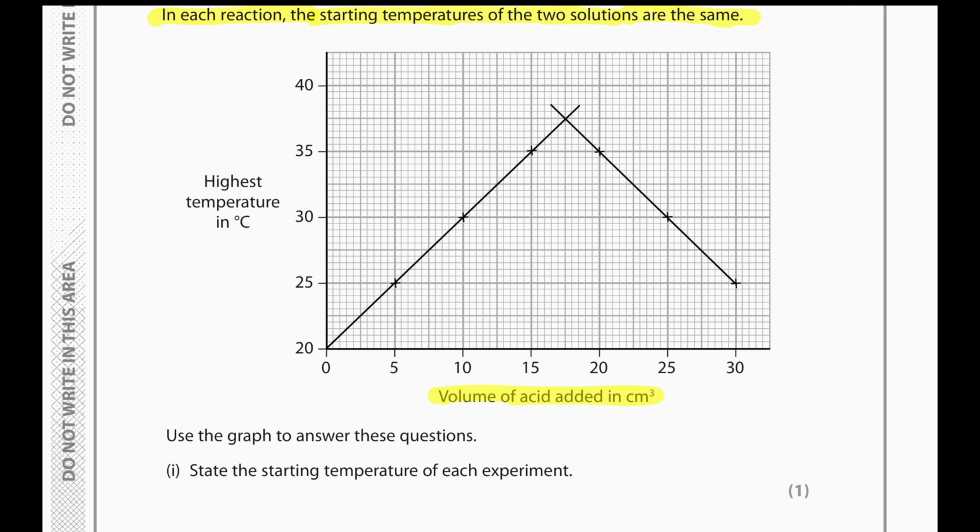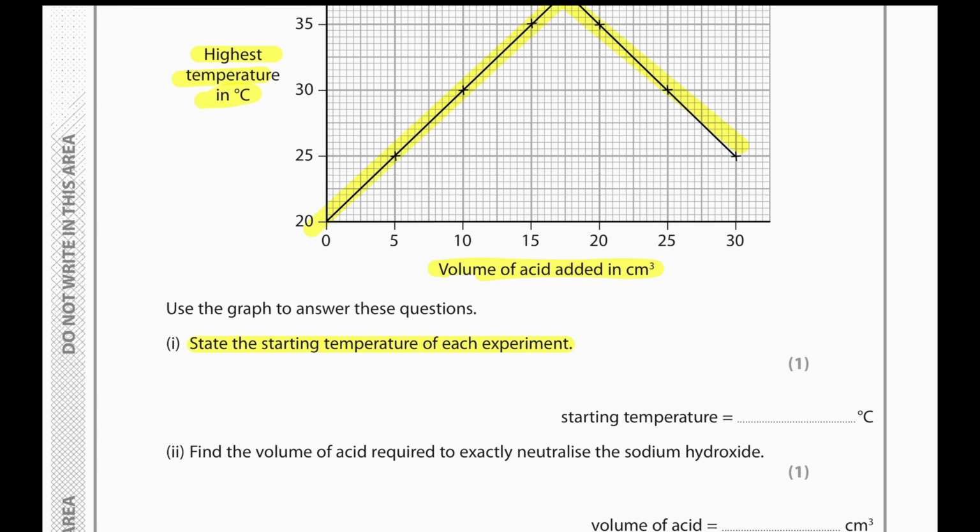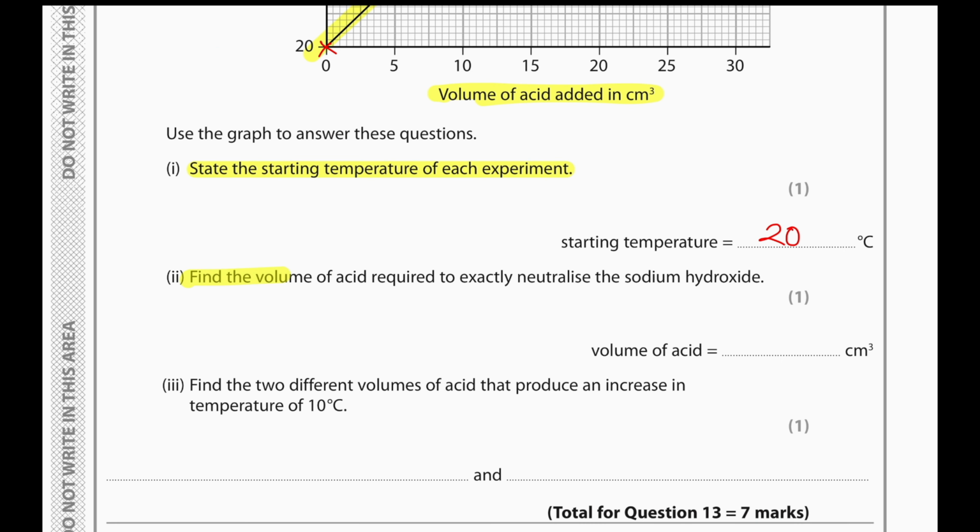So we can see volume of acid in cm³ on the x-axis and highest temperature in degrees Celsius on the y-axis. We can see that both of the lines intersect to give us the maximum temperature reached. State the starting temperature of each experiment. The starting temperature for each experiment was 20 degrees Celsius, as you can see from here. It starts from 20. Find the volume of acid required to exactly neutralize the sodium hydroxide.